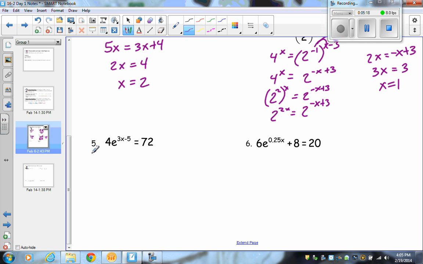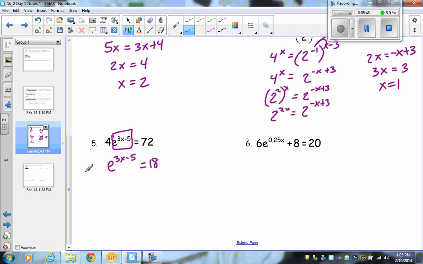Let's try one where we have our e as our base. So the first thing you want to do, anytime you see the e as your base, is to get whatever e is being raised to by itself. So you want to get this whole thing by itself. The opposite of multiplication is division, so I'm going to divide both sides by 4. That tells me e to the 3x minus 5 equals 18.